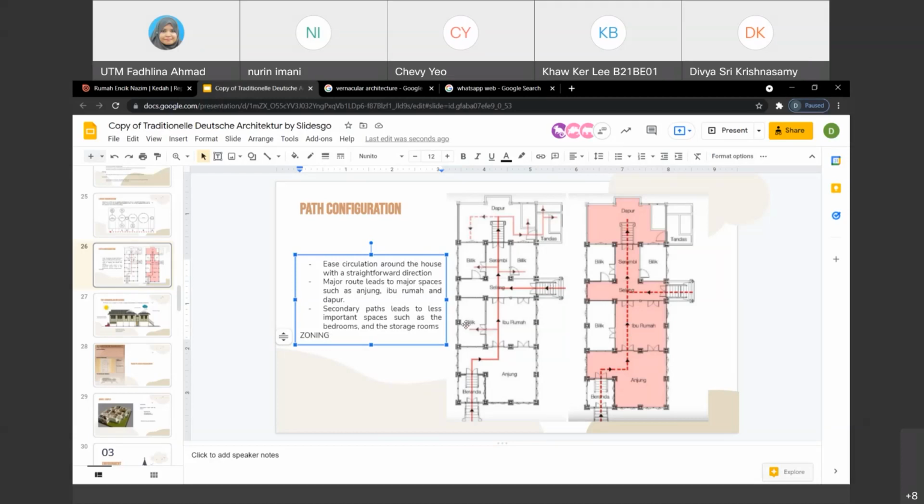Okay, Doctor. So I will add zoning as a part of the... It's supposed to be a separate title, right, Doctor? It's not a part of the path configuration or the linear organization, right, Doctor? Yes, perhaps you can just put it as zoning, and then you can use the diagram, the one that you put in color code. So for the zoning, for instance, the Anjung is in yellow color, and for the bilik, the room, it is already a private area. Okay, Doctor.